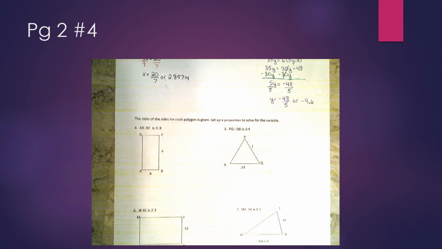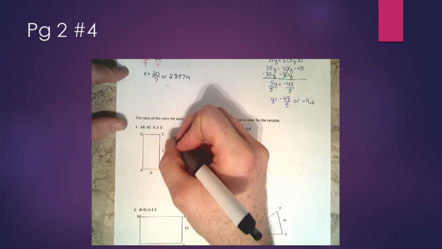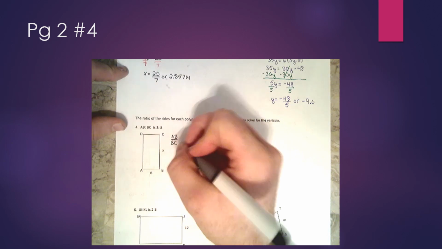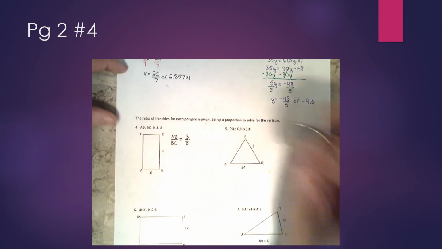Okay, so we're looking at number 4 on page 2. It's saying the ratio of the sides for each polygon is given. Set up a proportion to solve for the variable. So on this one it says AB to BC is 3 over 8. So I'm just going to rewrite it as a fraction. So AB over BC is supposed to be equal to 3 over 8. So it has a ratio of 3 to 8.